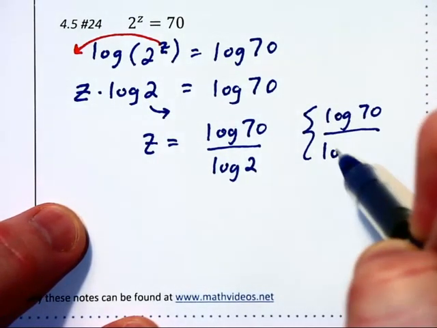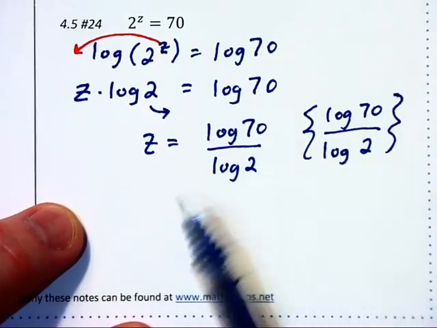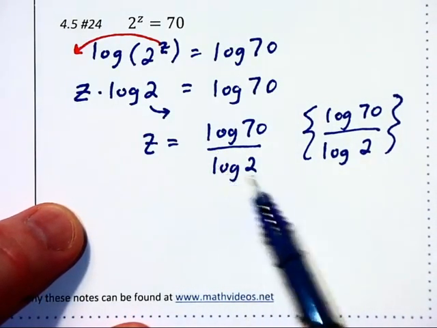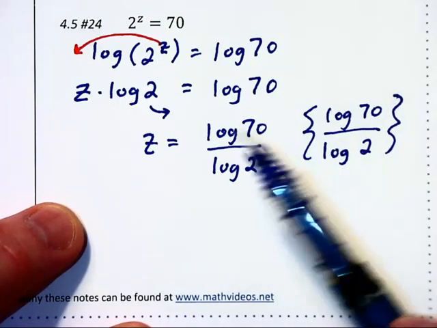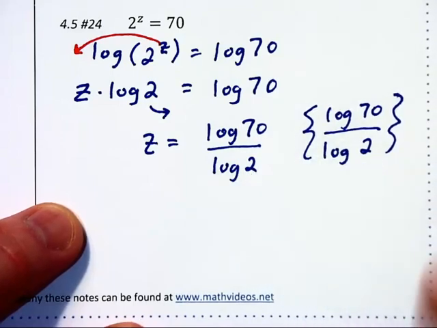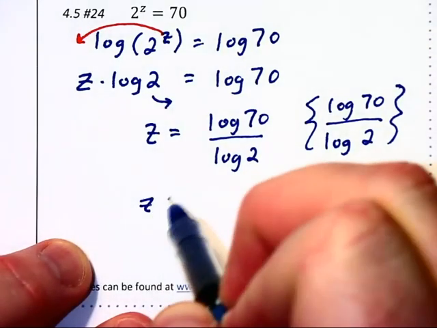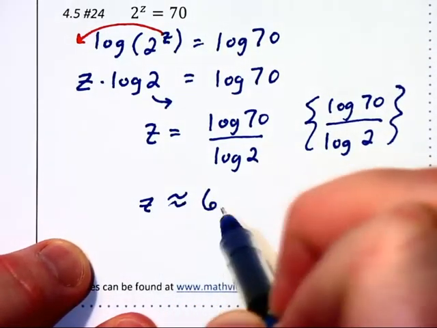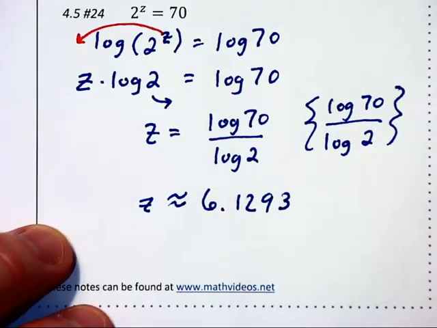Now, we can approximate that solution by using our calculator. Some of you will type it in exactly as you see it, and if you've got what I call a backwards calculator, you'll type 70 in first, take the log, divided by 2 log, and then hit your equal sign. When you do that, you should get that z is approximately 6.1293 if you round to 4 decimal places.